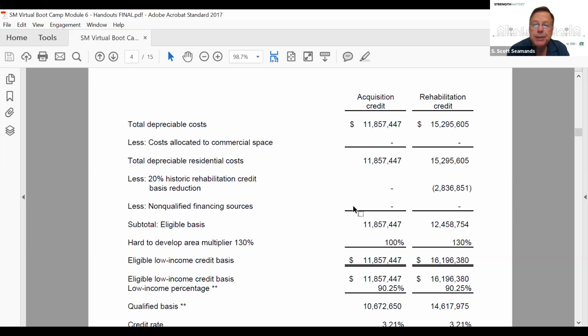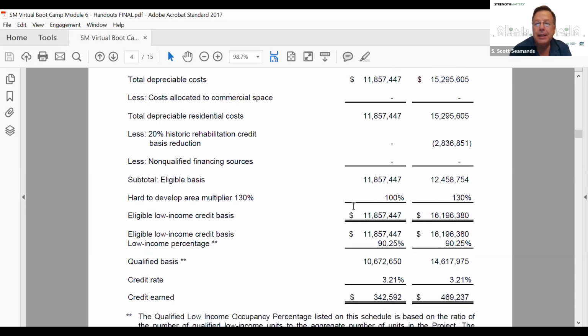So it comes down to eligible basis. As we saw before, we get 100% of the acquisition credit, but we get 130%. So it's a 30% boost because this was a hard to develop area. We mentioned before that would mean it was either in a qualified census tract or what they call difficult to develop area. Often in big cities the land is just so expensive that these are considered difficult to develop areas, and you get a 30% boost to entice you to make the effort to go ahead and do a development, even though it's difficult. Right.